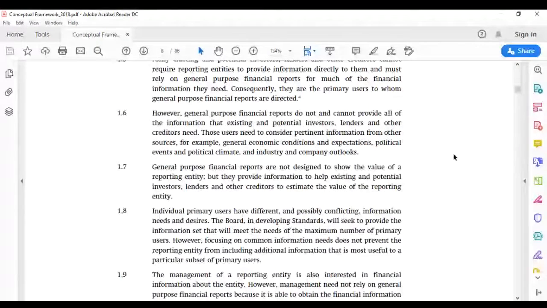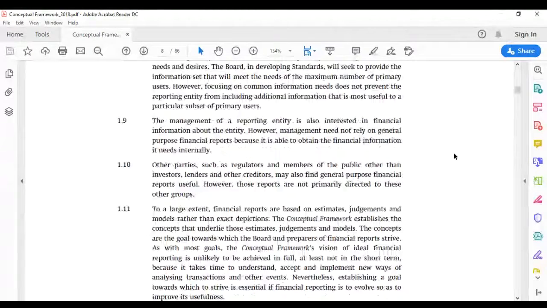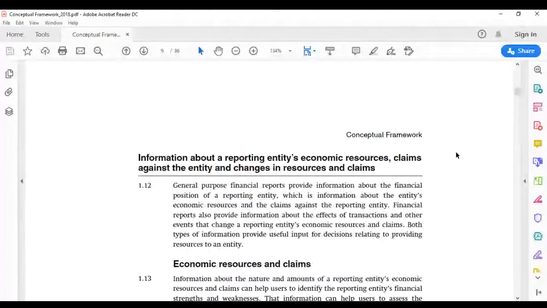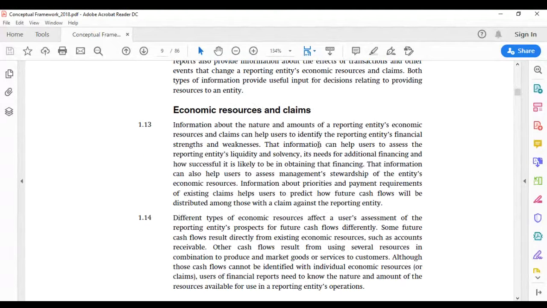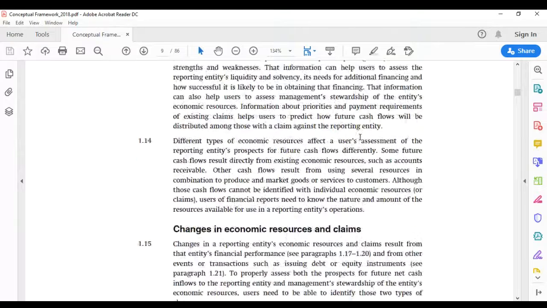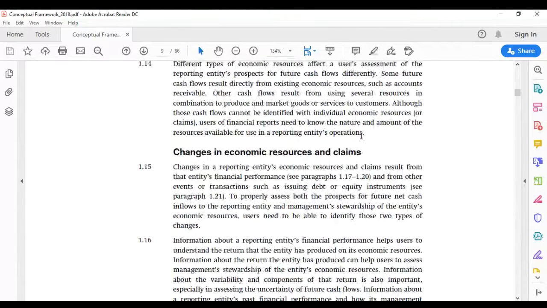Let me just see what else I wanted to highlight here. You can perhaps just read through that. We've already discussed economic resources and claims. We know the economic resources represent the assets. The claims against those economic resources represent our liabilities.